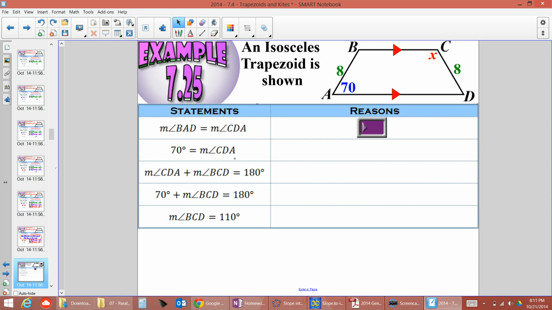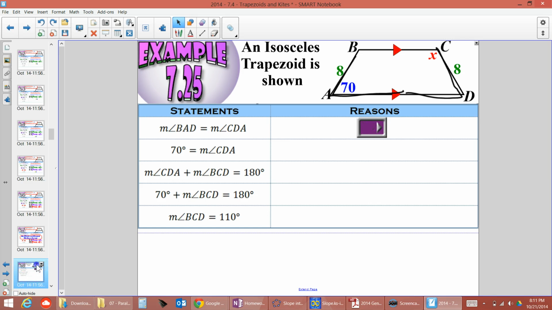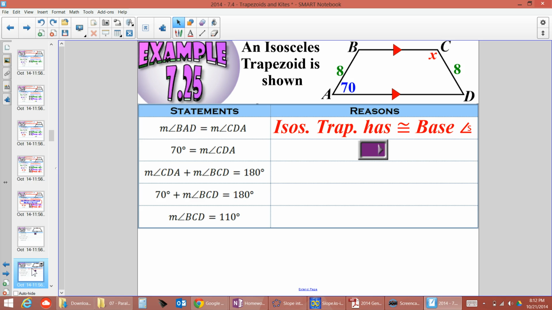Okay. Now, we have what's in 7.25, we have an isosceles trapezoid. Remember, there's special rules about isosceles trapezoids. All right, I'm telling you right here, angle BAD, that's this angle here, is equal to CDA. And if that's true, if they are congruent, then the reason for that is the definition. Isosceles trapezoids have congruent base angles.